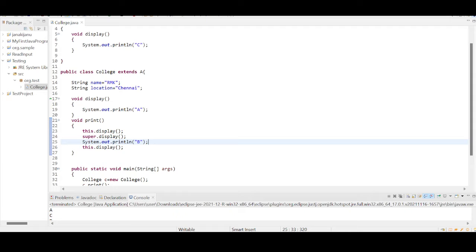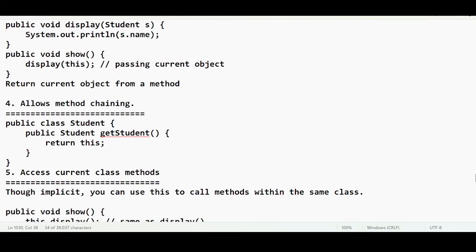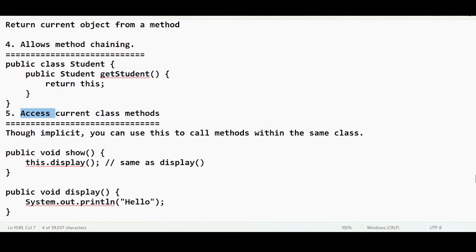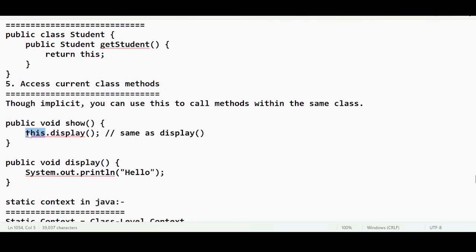Why am I explaining all this? Because we are talking about the this keyword. In this context, what was the theory that I have given here? This allows you to access the current class method. Using this.display, you would access the current class display method, because there are high chances that the parent class also has a display method. I do not want to execute the parent class display method. I want to execute the current class display method. This is how you can be very specific.